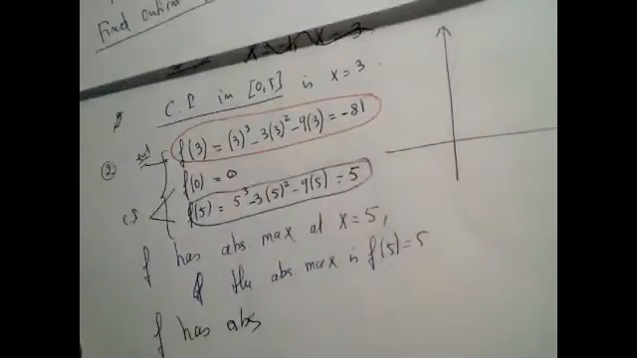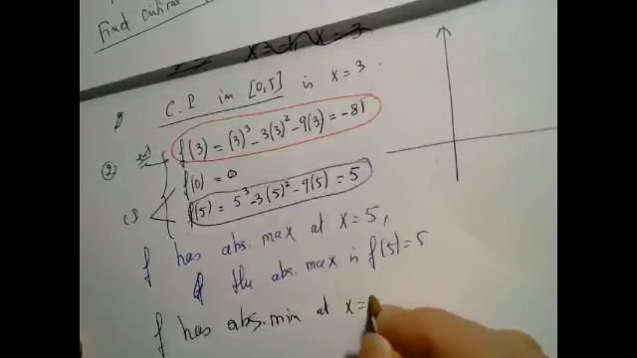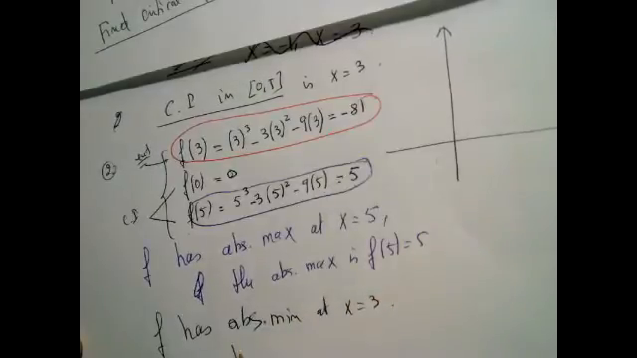So we have an absolute minimum at x equal to 3. And the absolute min is what the function takes at 3, which is minus 81.